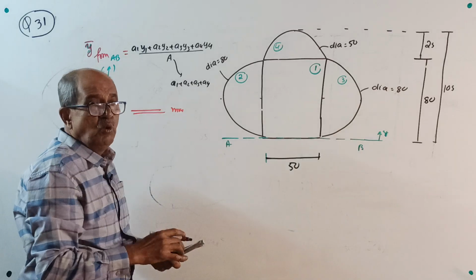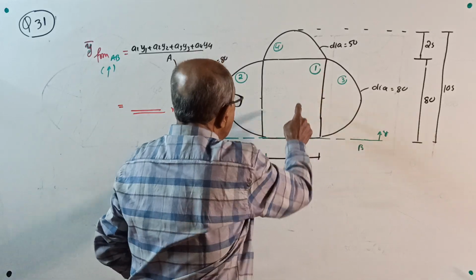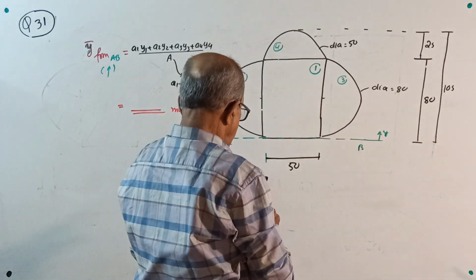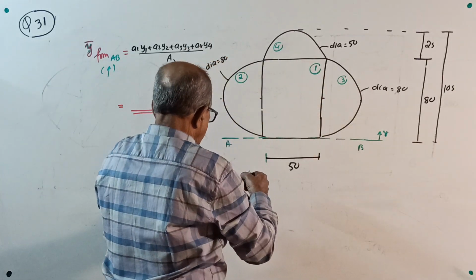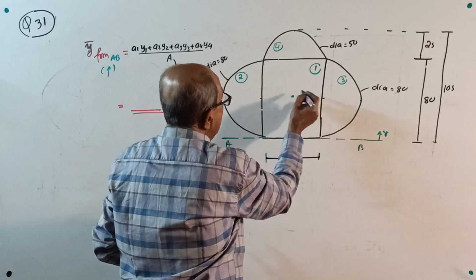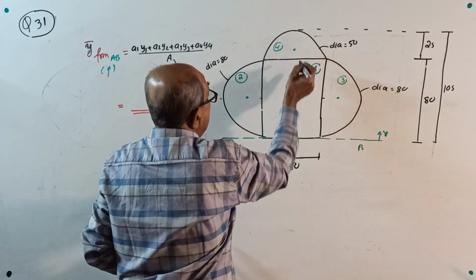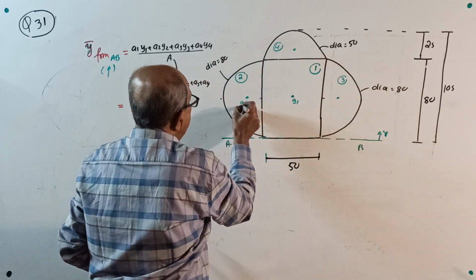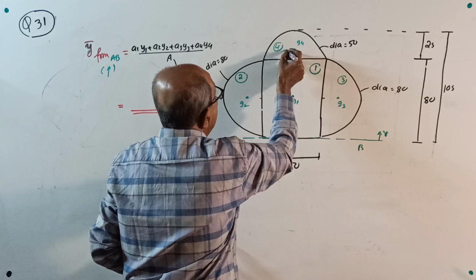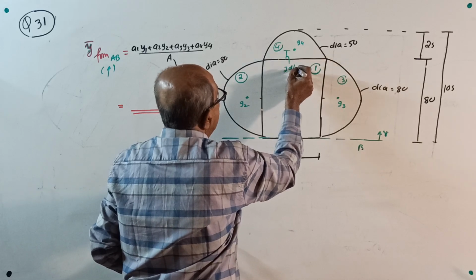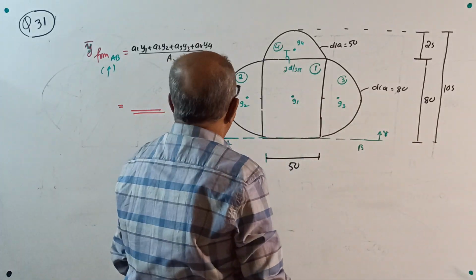Okay. I will slowly read the steps for you to understand. See correctly what I am telling. A1 is 50 into 80. Oh, sorry, I have not marked the centroid here. See, the centroids are here. This is your G1, this is G2, this is G3, this is G4. Remember, this is 2D by 3 pi. This is midway. This way you don't require.